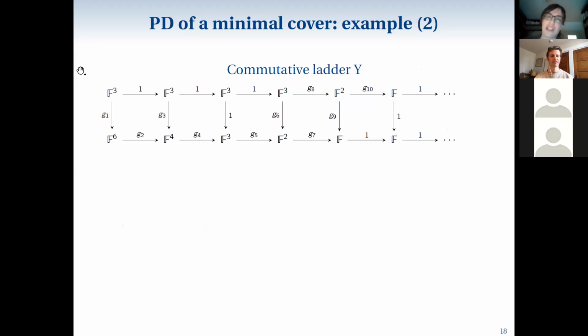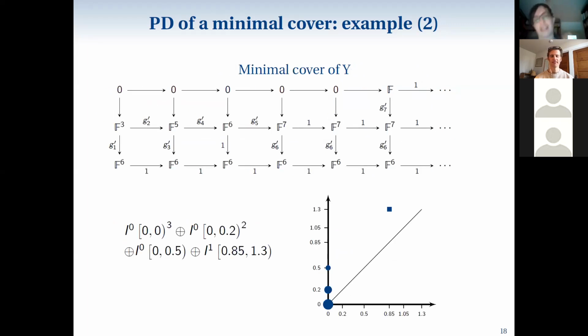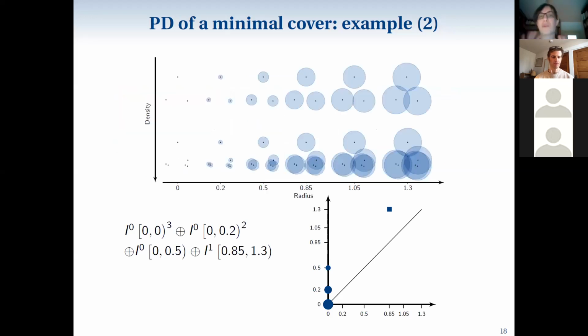So then, trust me, we can compute the minimal cover of it, and we can decompose it. And yeah, trust me again, this is the decomposition. But what I wanted to show you is what is the information that this decomposition is carrying out of the picture, because I think it's interesting. So let's take a look at what we have here.